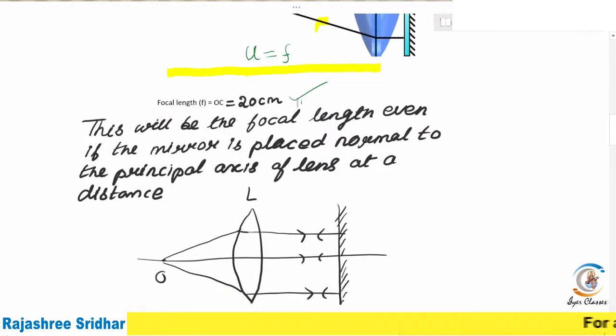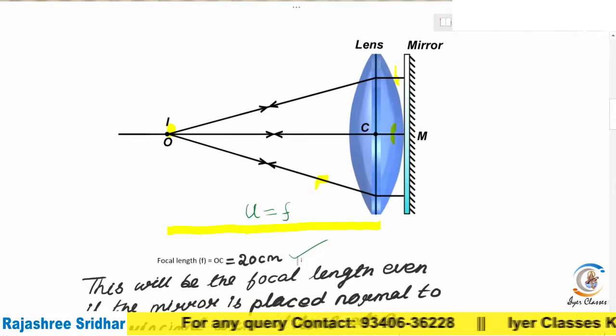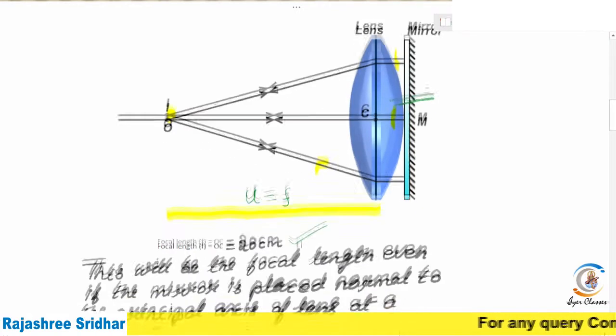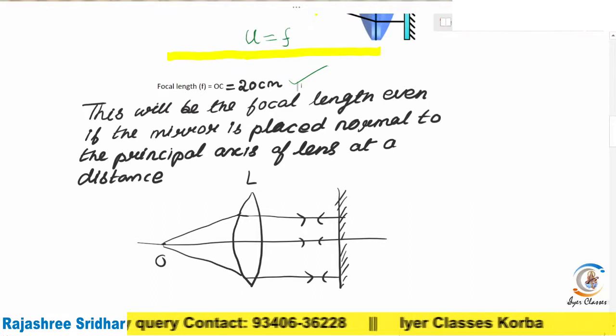Now the question arises, should you keep the lens and mirror just close to each other? Should they lie in this position, that means attached to each other? Or can you take the mirror further away, as I have shown in the diagram below?